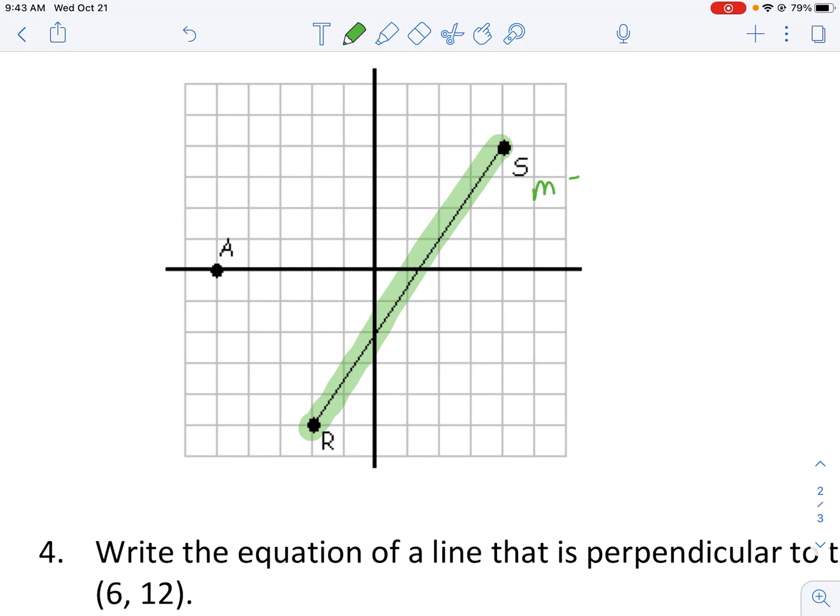So the slope of the green line, and again, we can just count. We go up 1, 2, 3, 4, 5, 6, 7, 8, 9, over 1, 2, 3, 4, 5, 6. So our slope is up 9 over 6, which is 9/6, or reduced is 3/2.